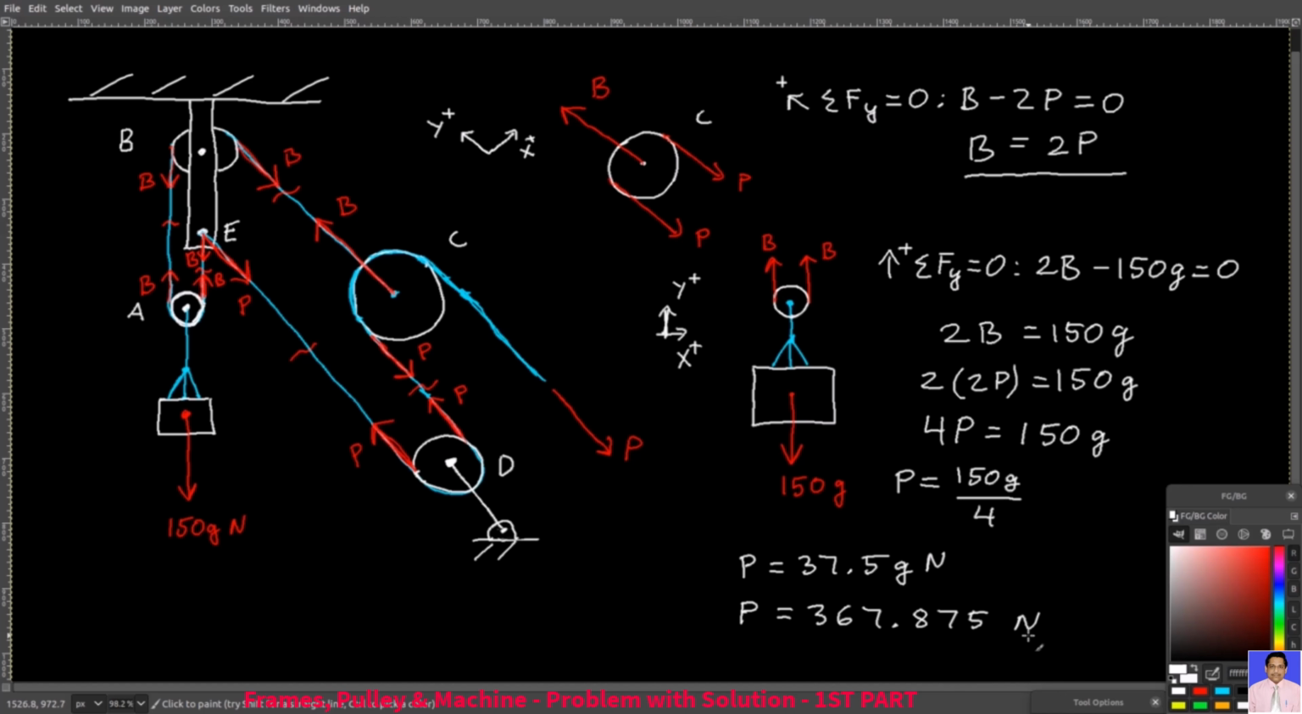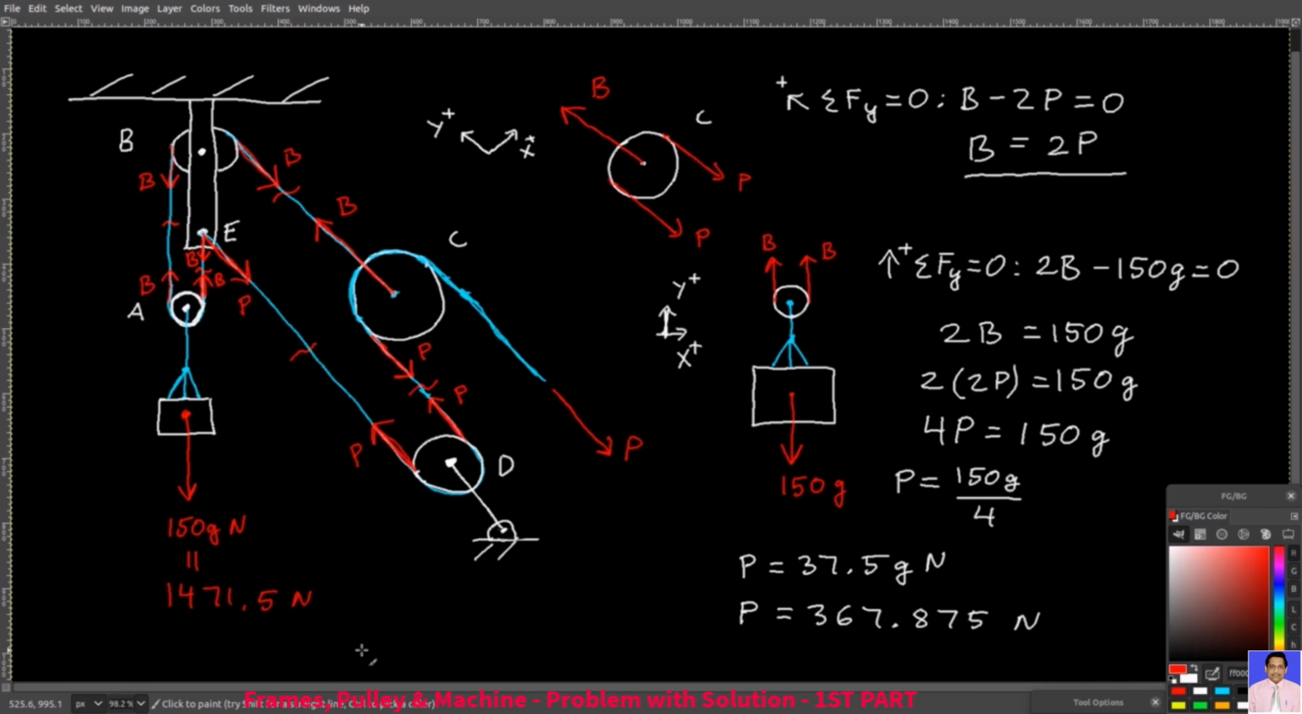You have to approximately apply 368 newtons to keep the system in equilibrium. That's way less than the weight of the cargo, which is 1471.5 newtons. Again, the pulley system simplifies your life.